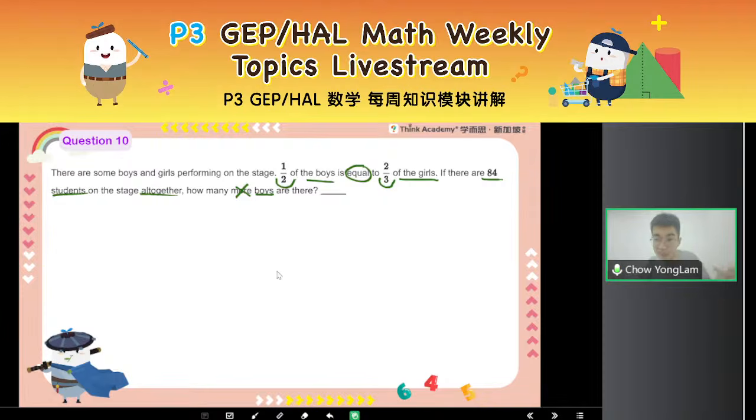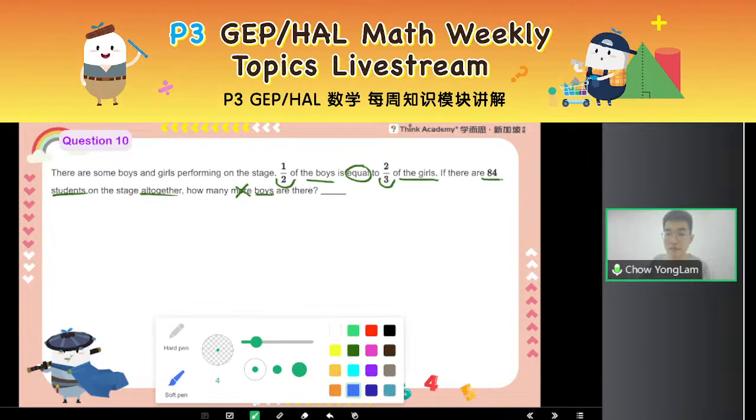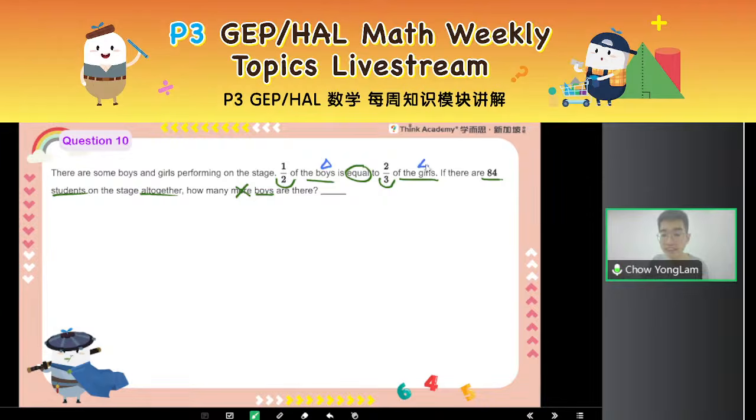Now, how do we draw the model? Right, this time, are we taking two fractions from the same total? No, because we are actually comparing the number of boys and the number of girls. I'm saying there are some boys, there are some girls. I'm talking about some relationship between the two types. So when there are two types of stuff, right, we will draw a comparison model to draw the two types.